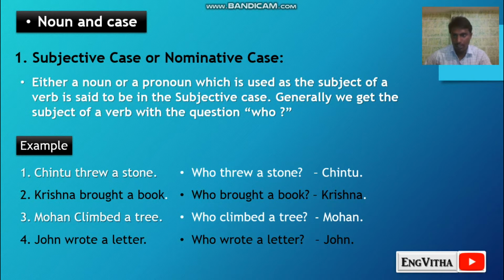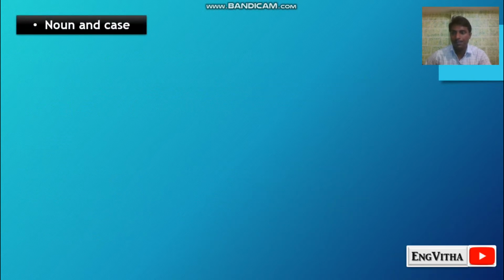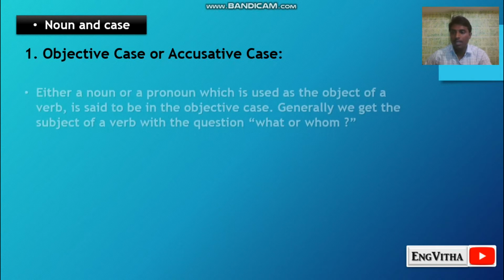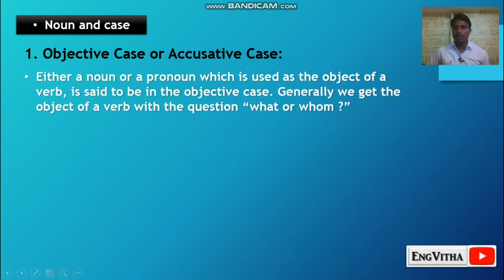Let us move on to the next case, that is the objective case. We can also call the objective case the accusative case. The definition here is: either a noun or a pronoun which is used as the object of a verb is said to be in the objective case. Generally, we get the object of a verb with the question what or who.